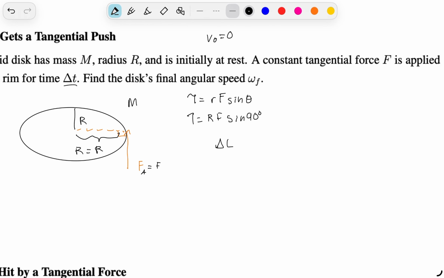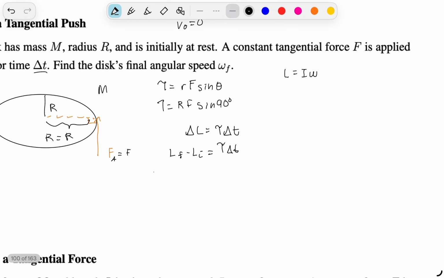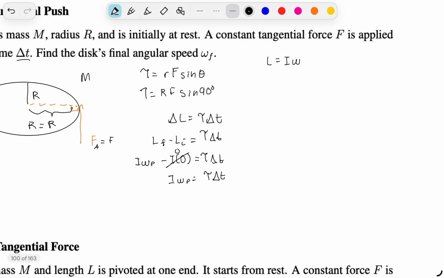Now we can write our torque. We have delta L equals torque delta t that we derived earlier. Because the disk starts from rest, we can write L final minus L initial equals torque delta t. Our angular momentum we can write as I times omega, so we substitute that in. We have I omega F, and since we started from rest, we have I times 0, making that whole term equal to 0. Then we have I omega F equals torque delta t.